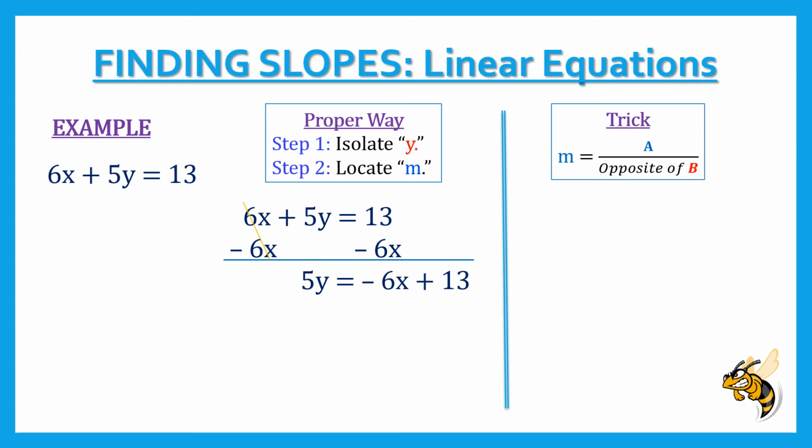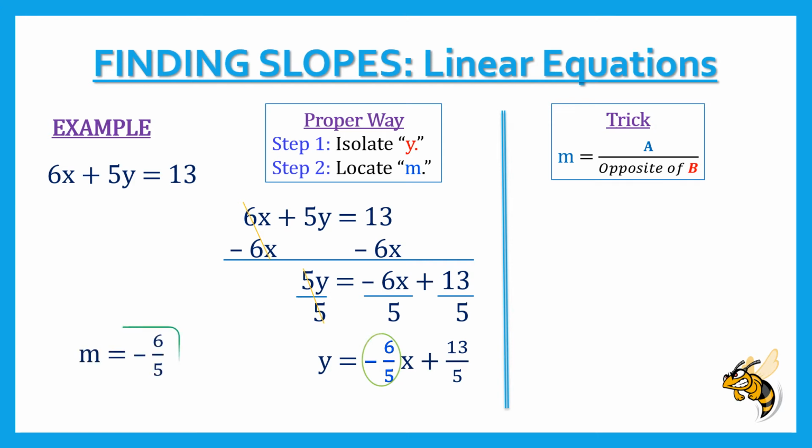We need the y to be isolated and in a singular form, so therefore we need to get rid of this 5, which means multiplication in this case. So we're going to divide everything by 5, and if you notice, everything gets its own 5. Then we simplify if we can. Now that the y is completely isolated, your slope is the coefficient of x, and in this case it is negative 6 over 5. So therefore, the slope is equal to negative 6 over 5.